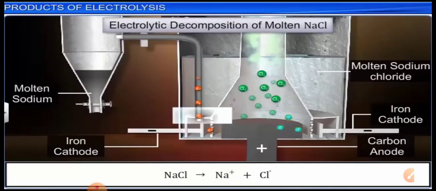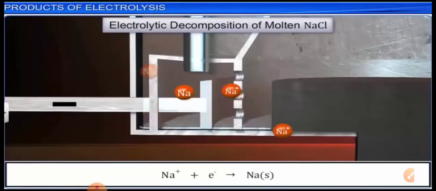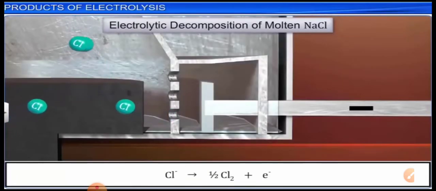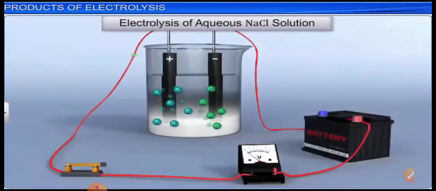Let me repeat it. So first of all, what happens? Sodium ion will gain one electron, meaning sodium ion gets reduced to sodium metal. At the same time, chloride ion will release the electron and it will be oxidized into chlorine gas. So in this manner we will get the two products, sodium metal as well as chlorine gas.